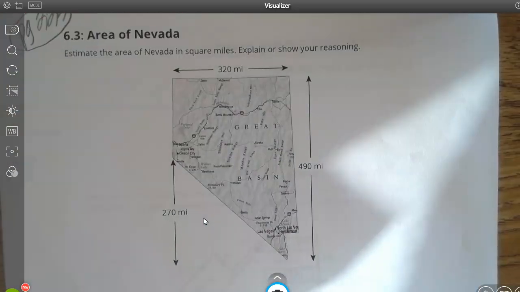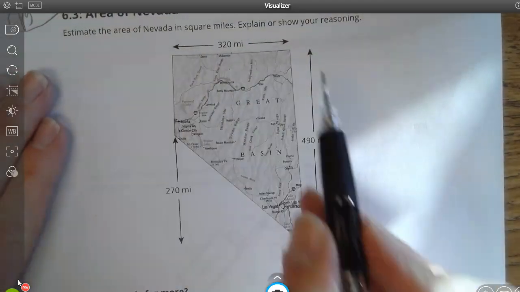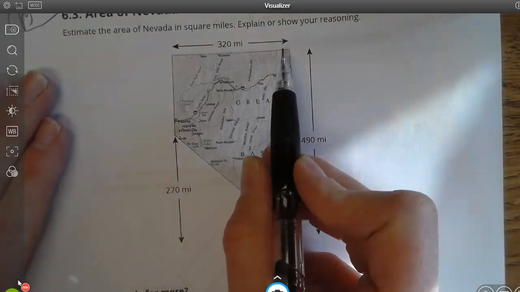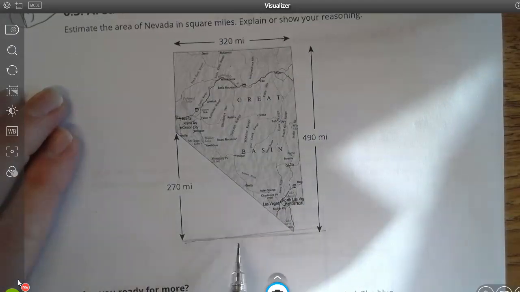So if you turn to page 225, we're going to look at shapes that are not just traditional polygons. And so we're going to look at the state of Nevada and try to estimate its area. In order to do that, if you look at Nevada, it's like 320 miles across. And then if we go across here, that's also 320 miles across, right?